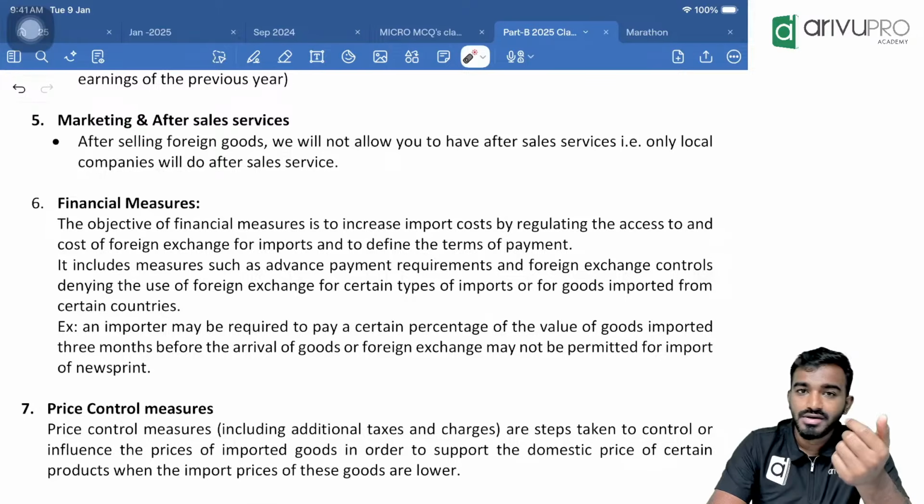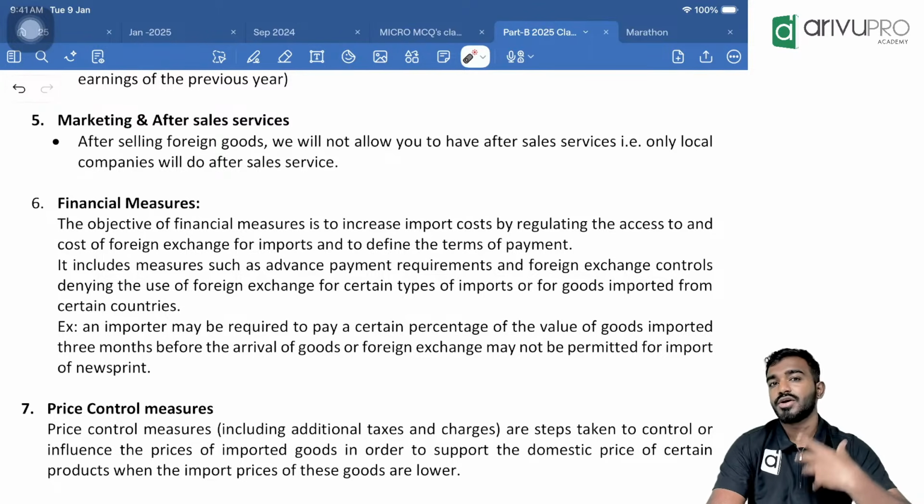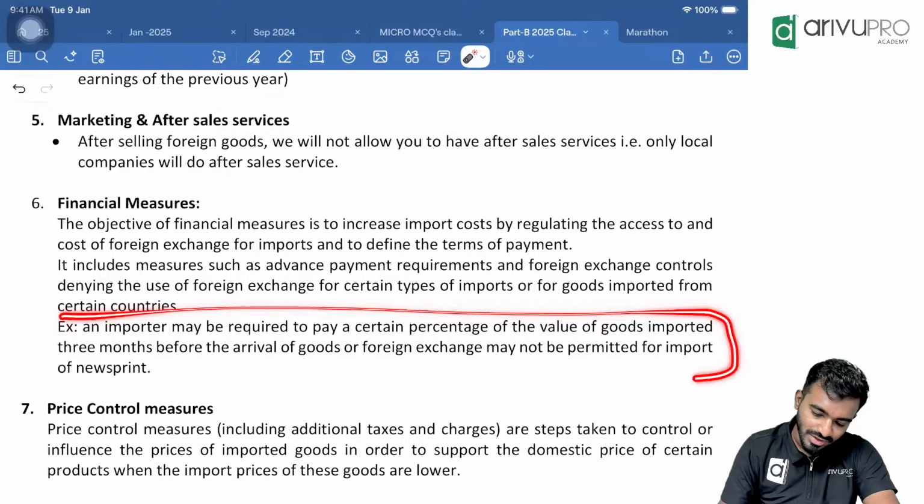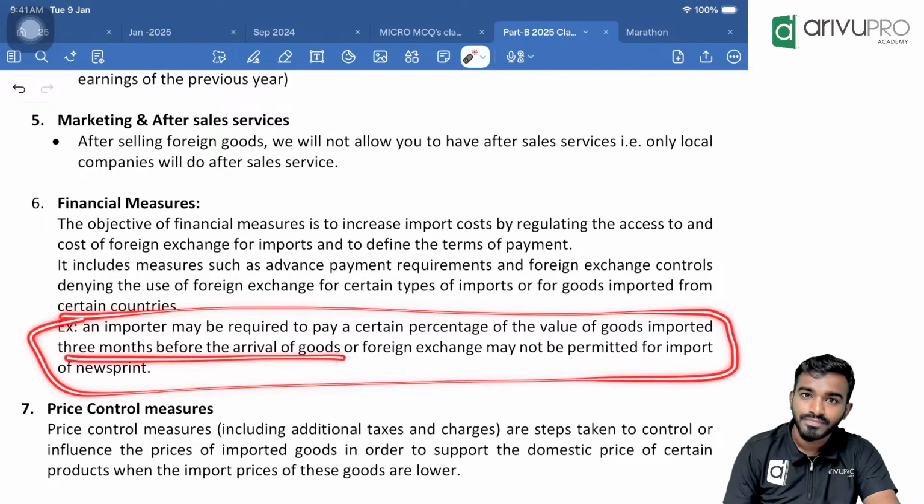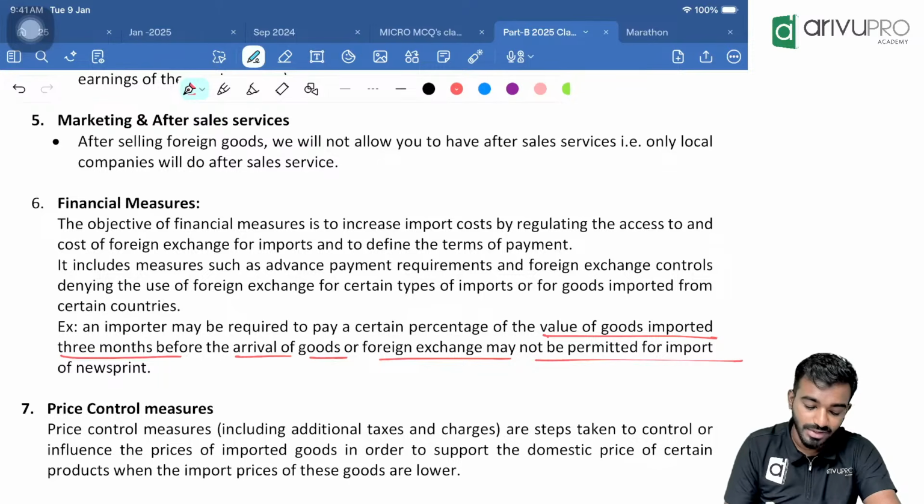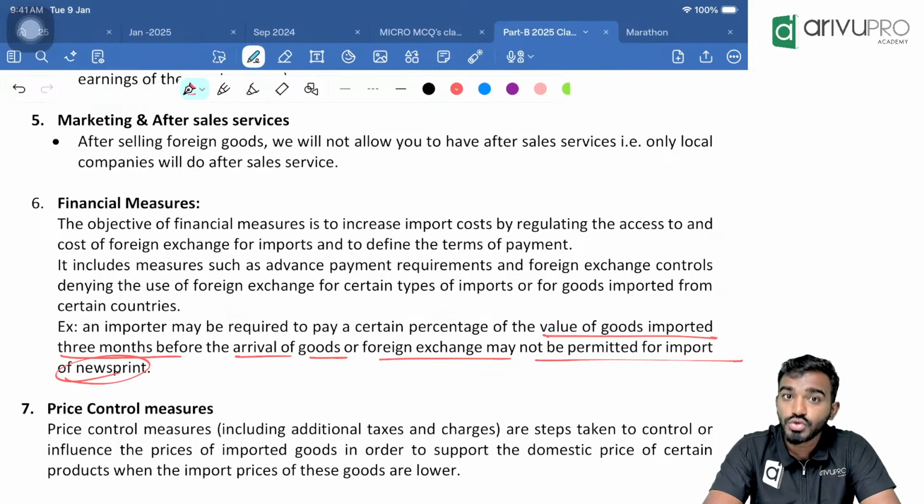Financial measures. Now the government will say, I'm telling you not to import it, but you are saying no, it is important to me. I wanted to import. Okay, pay the money and taxes, whatever is required, 3 months in advance. Now which intelligent fellow will do that? 3 months in advance you have to pay. See, the value of the goods imported must be paid 3 months before the arrival of the goods, or foreign exchange may not be permitted for the importing of new scripts. Intentionally they will delay, will not allow you the finance, and FEMA regulations will not be cleared.